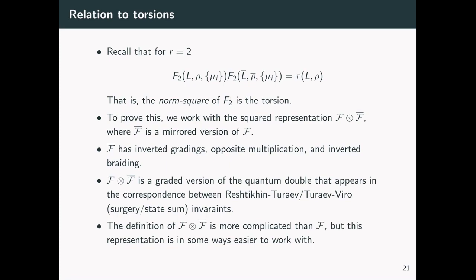Okay, so on the one hand, the definition of f tensor f bar is more complicated than f, right? They're bigger vector spaces, there's more stuff going on, but it's actually easier to work with. Roughly, there are some cancellations that happen, and things work out nicer. Some things are invariant that were not invariant before. It's just easier to prove stuff about it. You might be familiar that a lot of times it's easier to prove things about Turaev-Viro invariants than Reshetikhin-Turaev invariants. They're kind of better behaved.